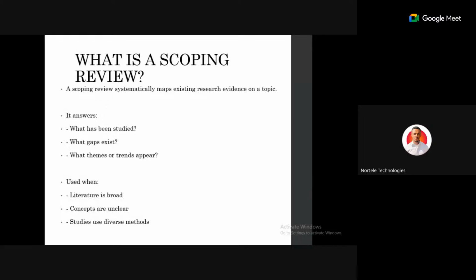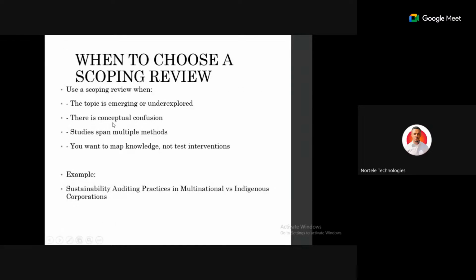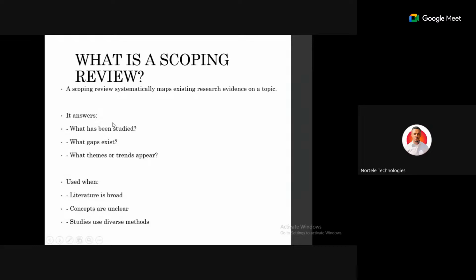So instead of just going to collect your data yourself, in a review paper you do a summary of a number of papers and draw inference from them. A scoping review is for qualitative data. Anytime you see scoping review, just know that what you're considering is qualitative data. It answers what has been studied, what gaps exist, and what themes or trends appear. So it's always used when the literature is broad.